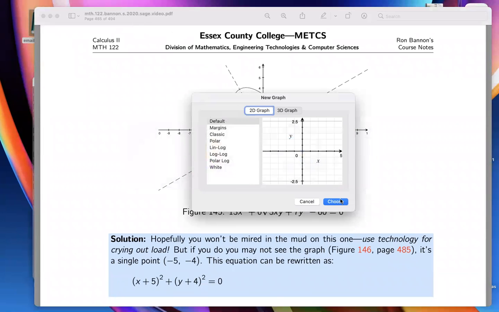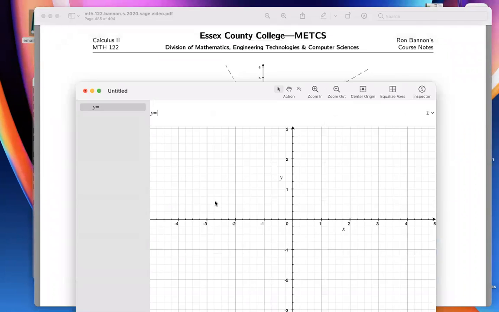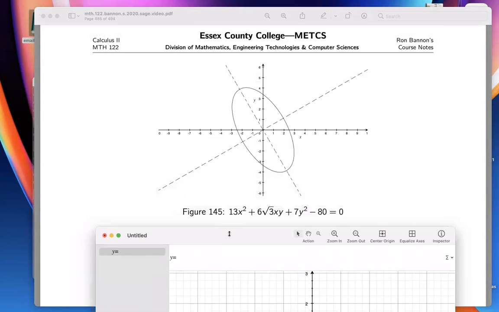All right. So let me just go through Grapher. And I'm going to type this in. It's actually easier for me to do that. 13x squared. All right. Plus 6.